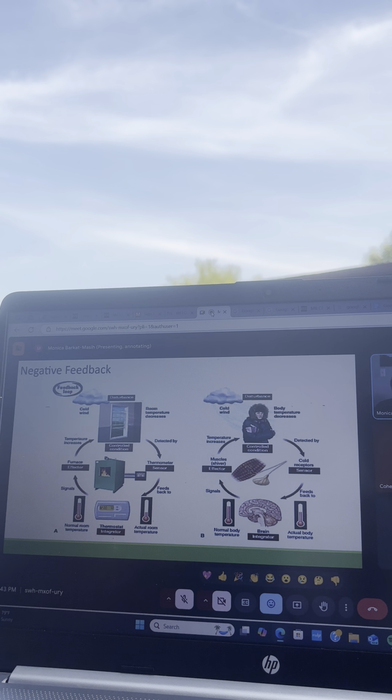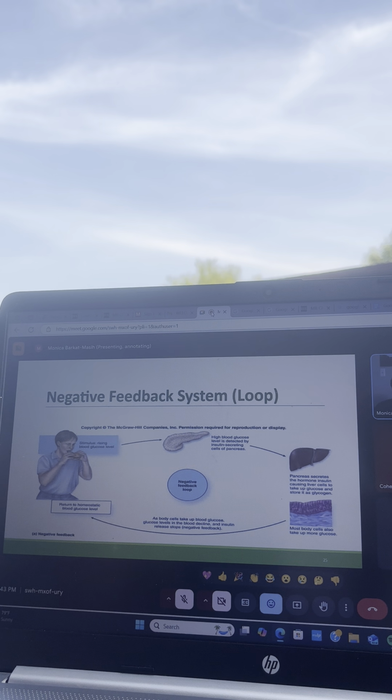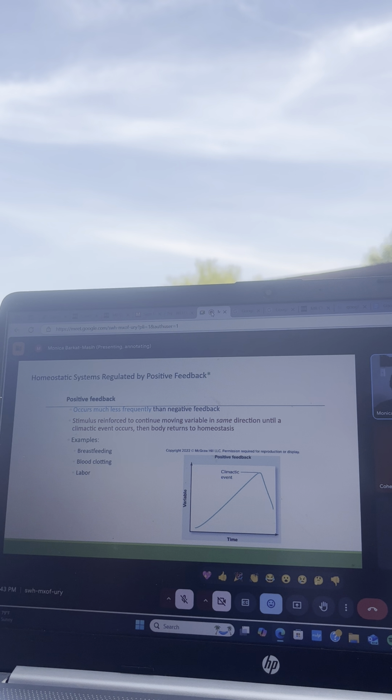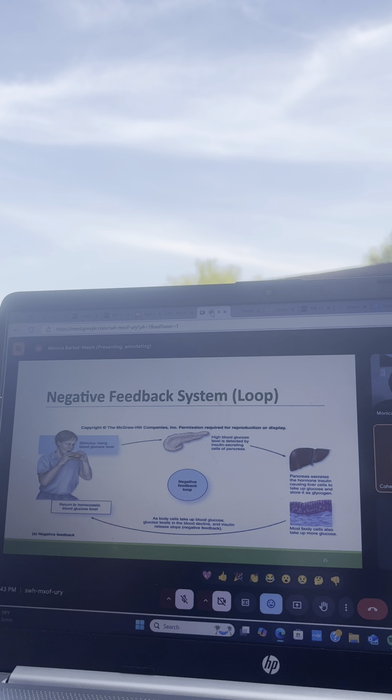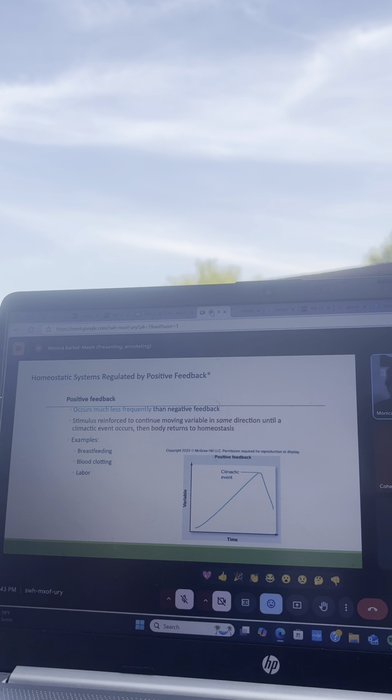Okay, any other examples of negative feedback? Give lots and lots of examples. Like insulin to lower your glucose levels. Yes. So maintaining your normal blood sugar level is another example of negative feedback.